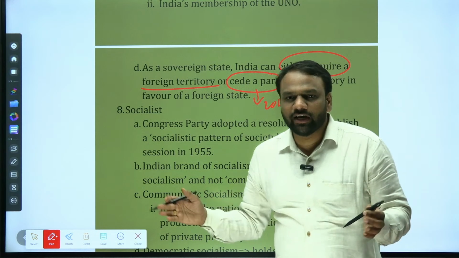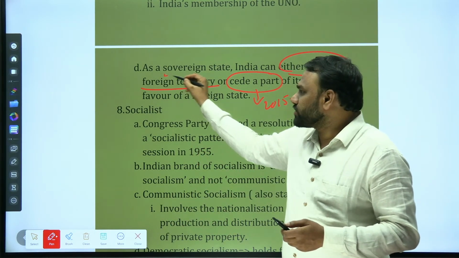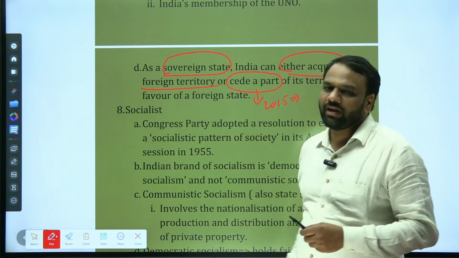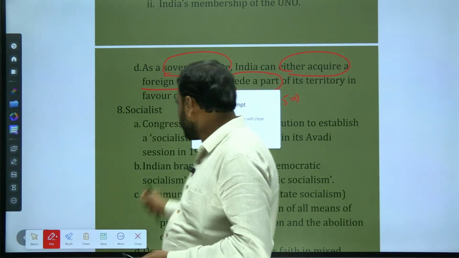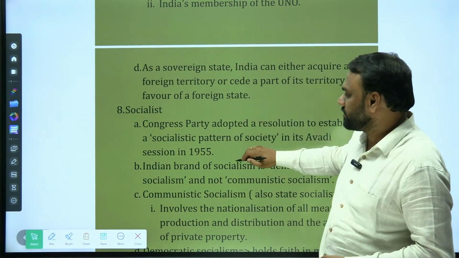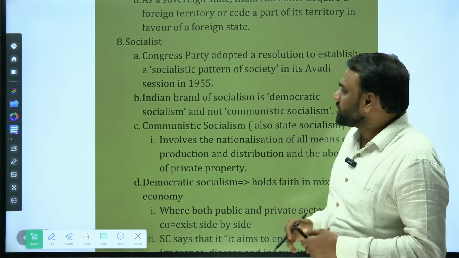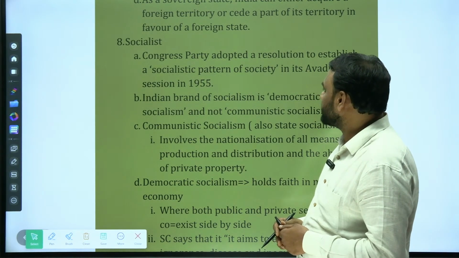So when we cede a territory, when we give a territory, we can do it as a sovereign state. We have that power as well. So this is the meaning of sovereign.